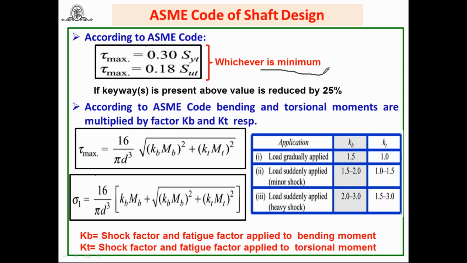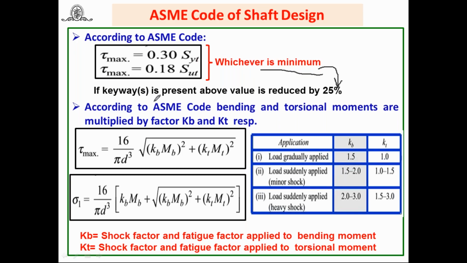Sometimes the problem statement may say the gear is keyed to the shaft by using a key, or sometimes it says to neglect the effect of keyway. As per the problem statement, you can take into consideration the effect of keyway. If a keyway is present, you have to reduce whichever of these two is minimum further by 25%. That means you multiply it by 0.75, so you take into consideration only 75% of the minimum value.